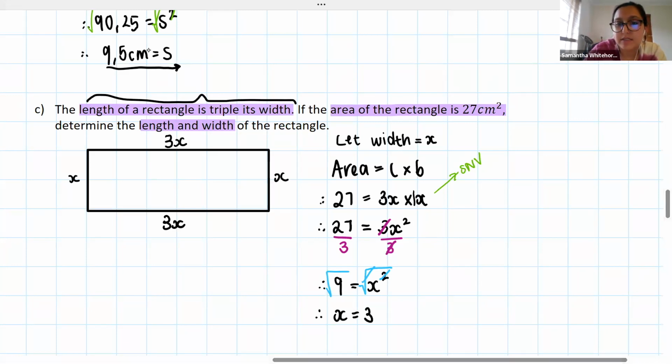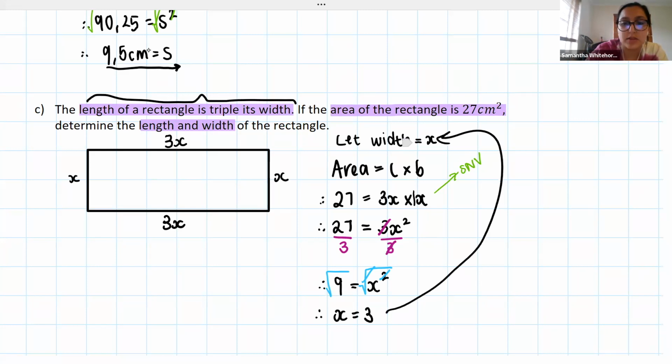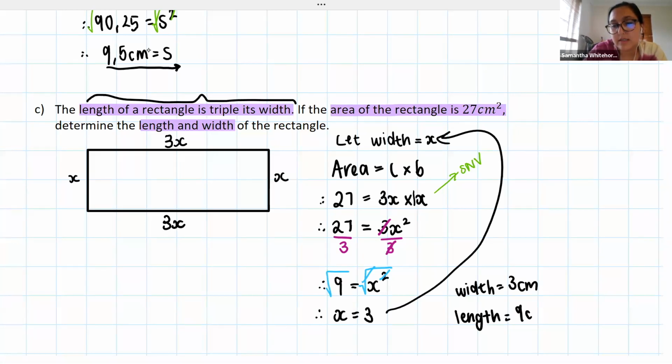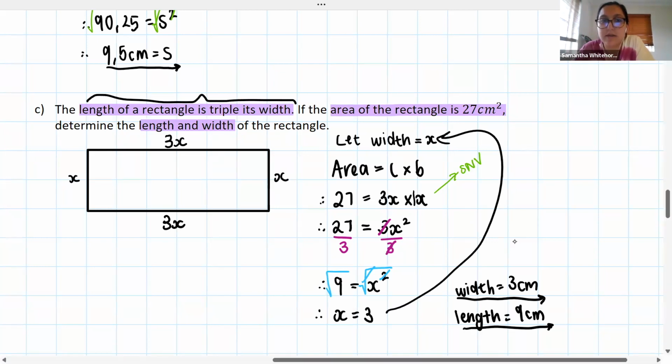Now remember, I've said that x is my width. So what I now know is that my width is equal to 3 centimeters, and my length is triple that. So 3 times 3 is 9 centimeters. If you want to check yourself, sub it back into your area formula. 3 times 9 is 27 centimeters squared.